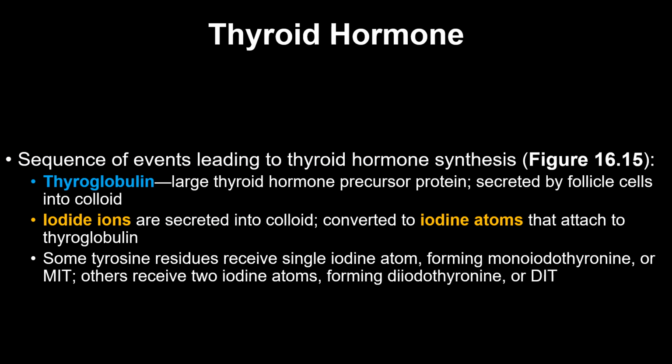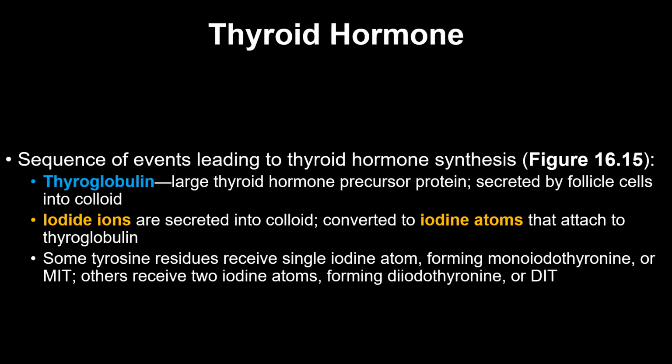Now, the multi-step synthesis of thyroid hormone occurs both in the colloid and in the follicle cells. First, the synthesis begins with an accumulation of iodide ions. These are I negative ions in the colloid. These iodide ions are ingested via food, after which they're absorbed into the blood.